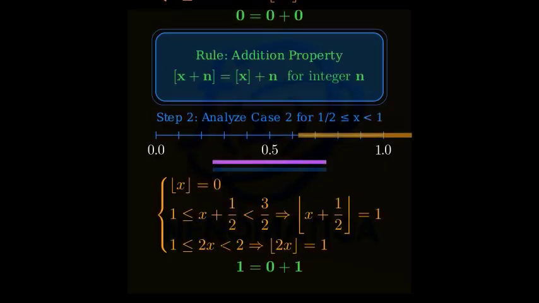In this interval, the floor of x is still 0 because x is less than 1. But x plus 1/2 is at least 1 and less than 3/2, so the floor of x plus 1/2 equals 1. Also, 2x is at least 1 and less than 2, so the floor of 2x equals 1. Substituting gives 1 equals 0 plus 1, so the identity holds in case 2 as well.